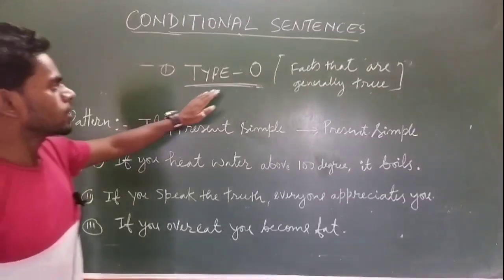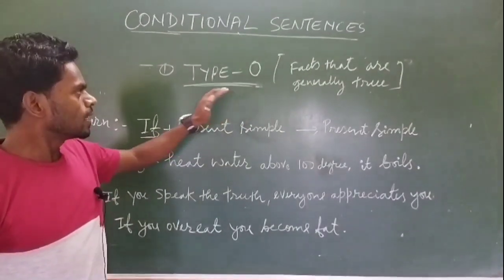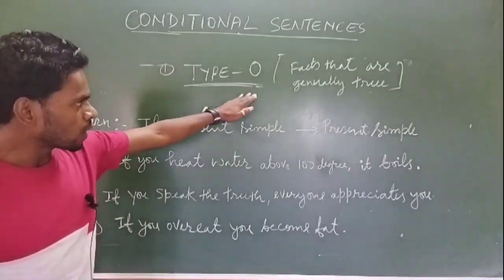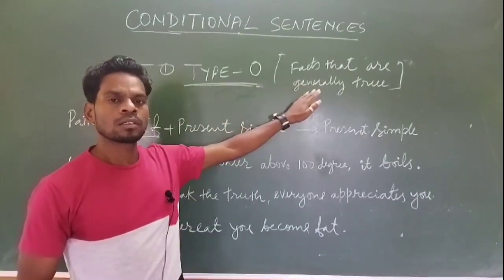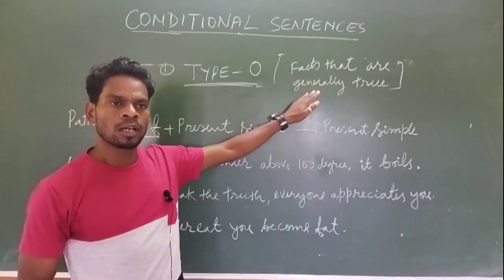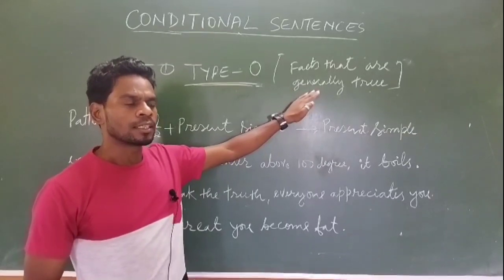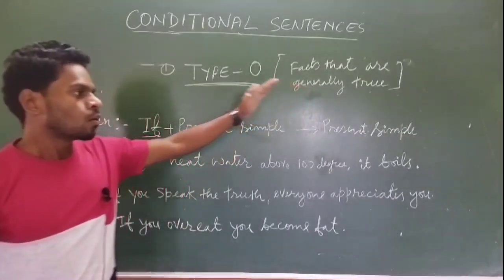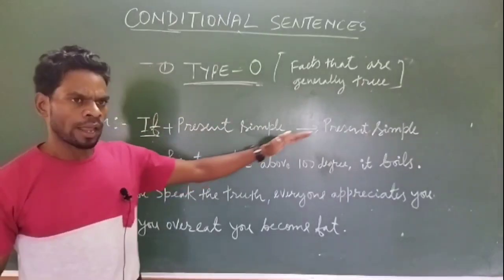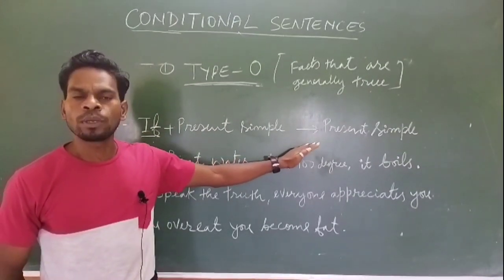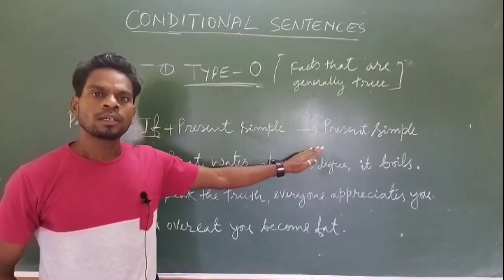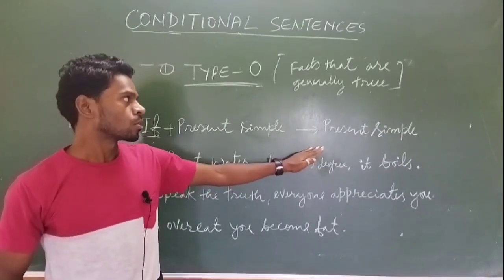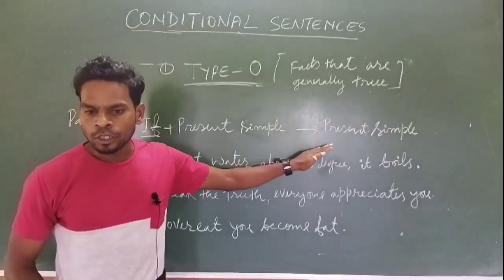And we will see type 0. In type 0, whatever facts or scientific truths are there, that is generally true. So one action leads to the other action, and here the result will be sure. The result will be 100% sure. So it will be generally true.